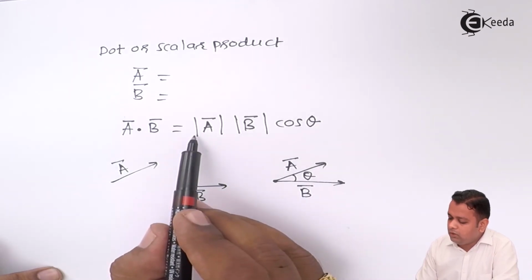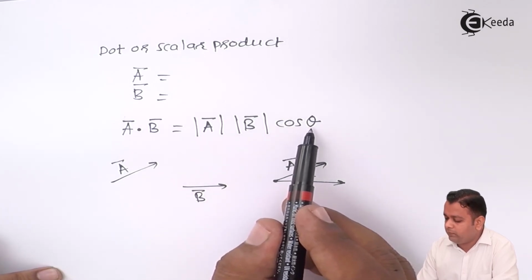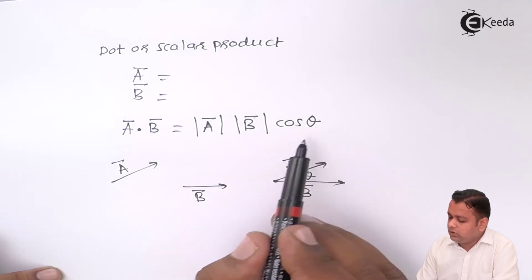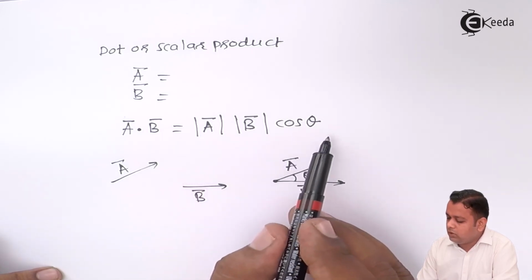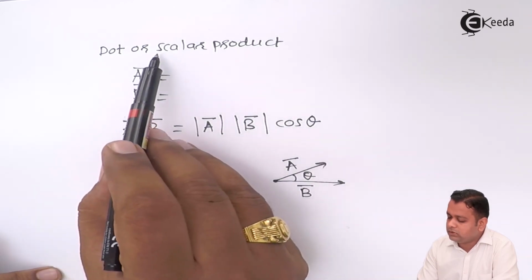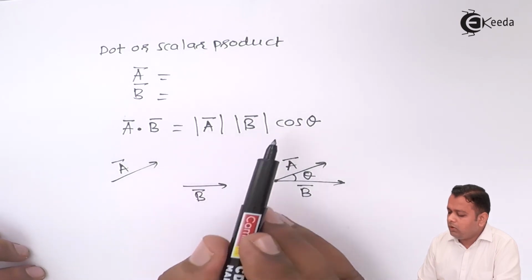So the dot product is magnitude of a bar into magnitude of b bar into cosine of the smaller angle theta. This operation gives us magnitude only, it does not have any kind of direction, so it is also said to be a scalar product. Now, how to find the magnitude of a bar or b bar?